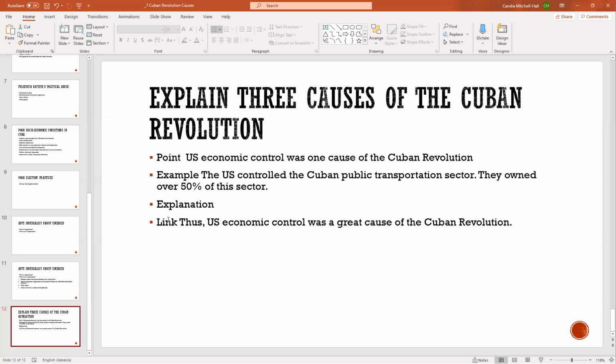Now you explain how to put yourself in the position of the Cubans. So the point is that they would have control. One cause of the Cuban Revolution was that the US controlled Cuba economically. How did they control Cuba economically? They controlled the public transportation sector, the telephone company, lands, and all of these different things. How much of the land was controlled? Almost all the land. How much of the transportation sector? Over 50%. How did the Cubans feel about this that led them to revolt?